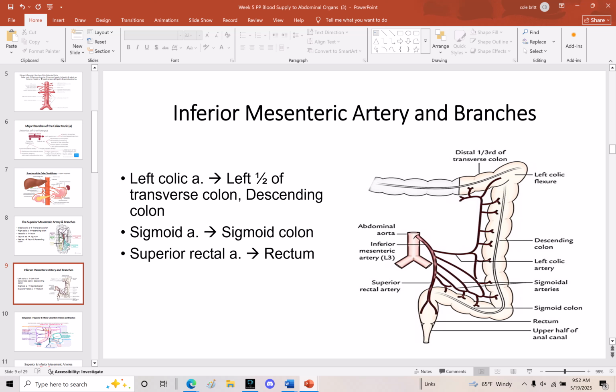Then we have the left colic artery going over to the descending colon. And then this area right in here is referred to as the marginal artery, the marginal portion of the left colic. And you can see how that goes across about a third of the way across the transverse colon. And that makes what's called the end-to-end anastomosis with the middle colic artery. And the only way you're going to be able to tell that is to just follow the artery and see where they go.